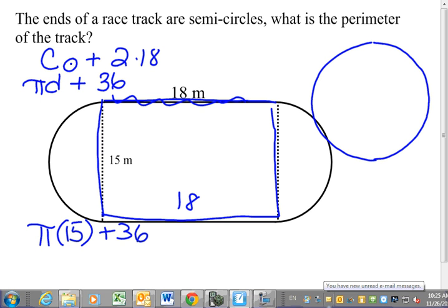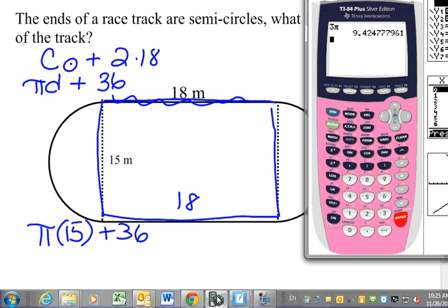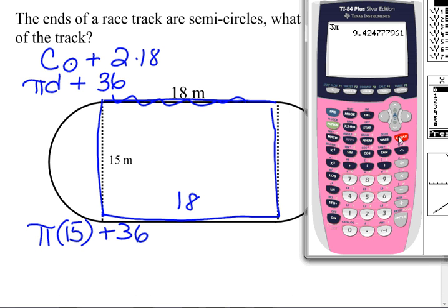So how do you put this on your calculator? It all depends on what kind of calculator you have. I can type it in exactly. So I'm going to do 15 pi plus 36. I can just type in the whole thing. And then press enter. And there it is.